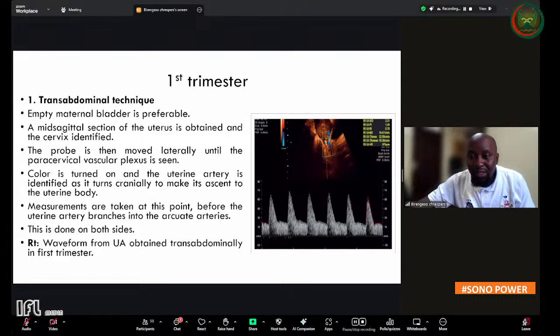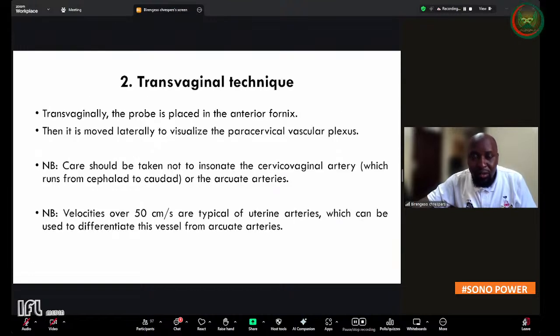And then when we see where the uterine artery is, we measure and record Doppler spectral parameters. It's done both on the right and on the left. Once again, the stage at which we do these measurements is very key in determining whether the kind of waveform that we are getting is the right waveform or not.